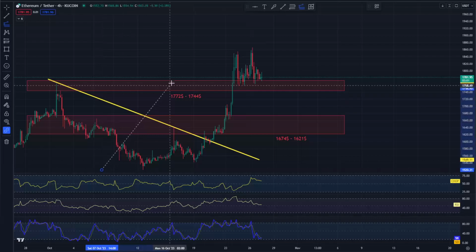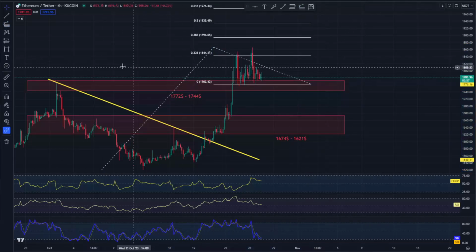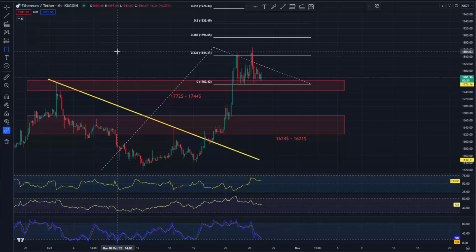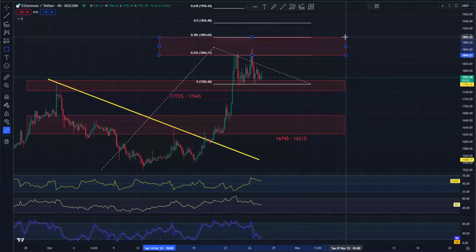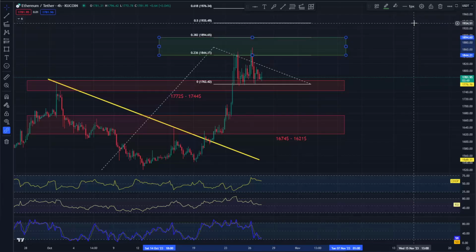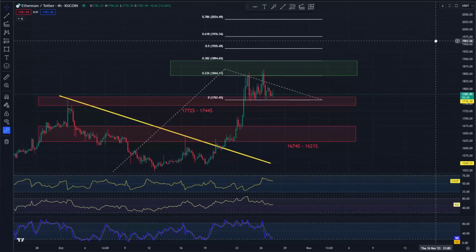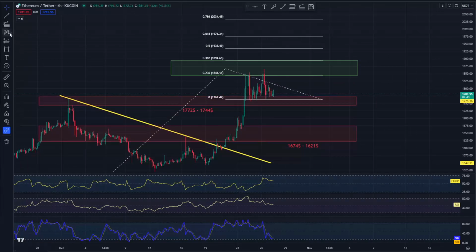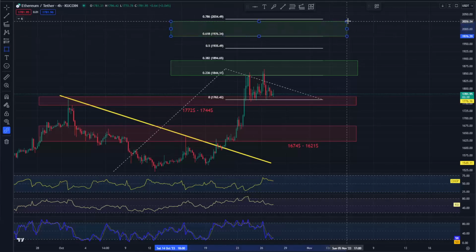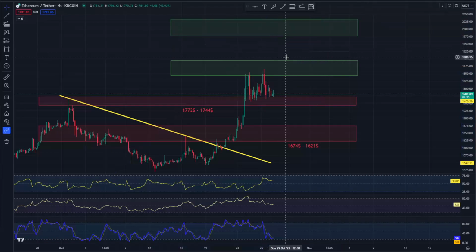Looking the other way, we can similarly mark places where the price should encounter resistance on the way up. And here you can see that the price has been rejected by the resistance zone from $1,844 to $1,894. Only when we come out on top will we be able to see an upward movement to the second zone from $1,976 to $2,034.